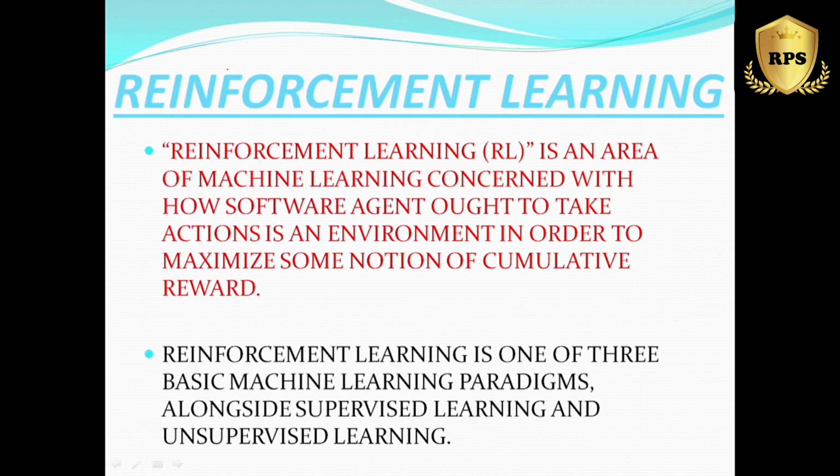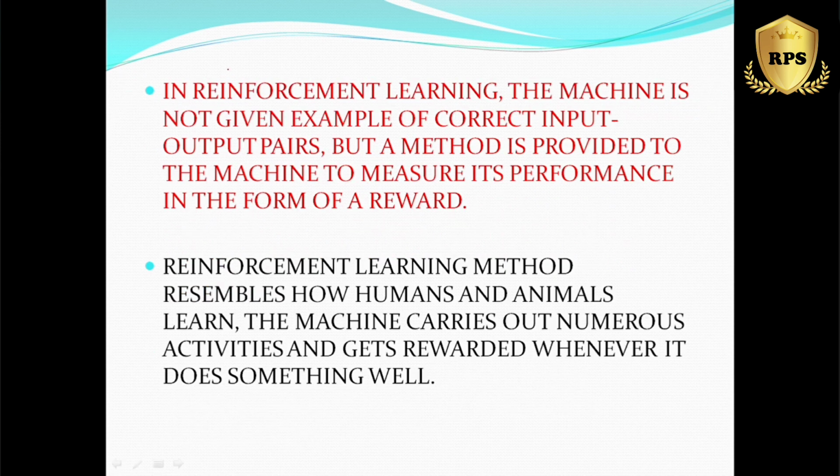Now what is reinforcement learning? Reinforcement learning, or RL, is an area of machine learning concerned with how a software agent ought to take action in an environment in order to maximize some notion of cumulative reward. Reinforcement learning is one of three basic machine learning paradigms alongside supervised learning and unsupervised learning. In reinforcement learning, the machine is not given examples of correct input output pairs, but a method is provided to the machine to measure its performance in the form of reward.